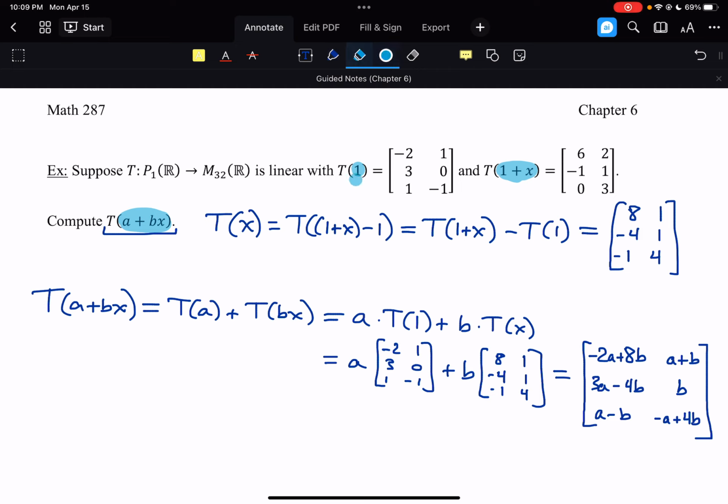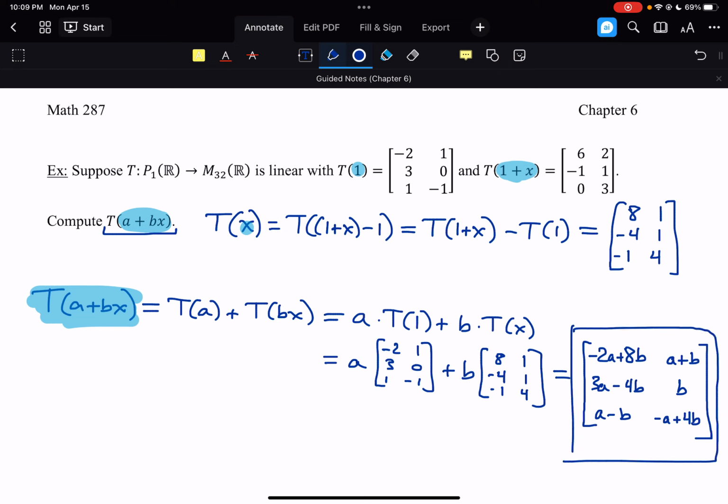So, given these two, we were able to come up with the transformations for the standard basis, for T of 1 and for T of X, and use that to create the general rule for the transformation, which is this. So now given any polynomial of degree 1 or less, we can transform it into a 3 by 2 matrix using this rule that we have now just established.